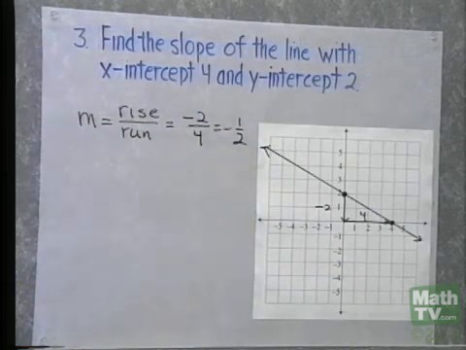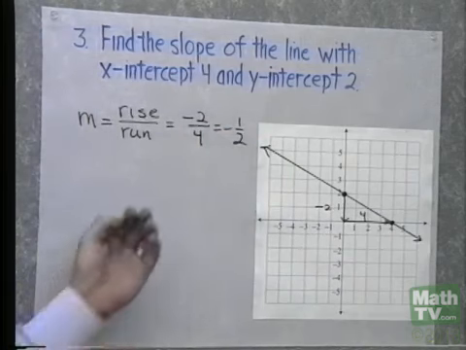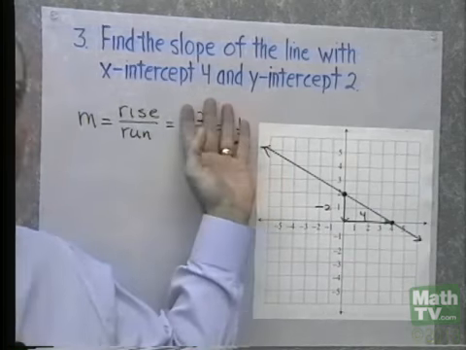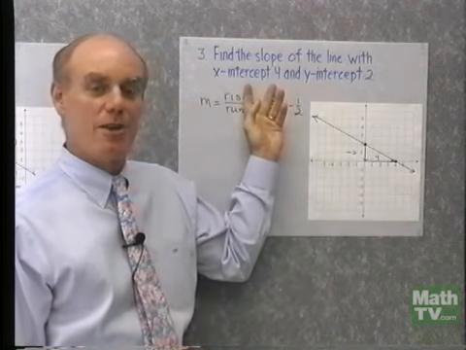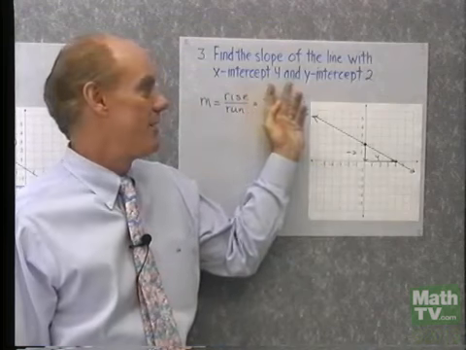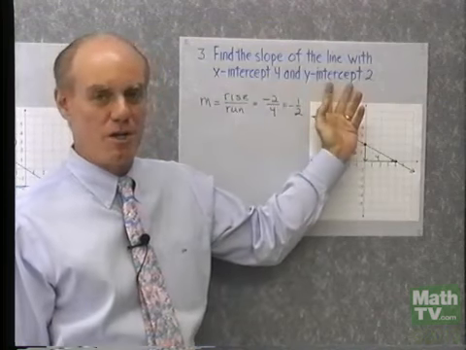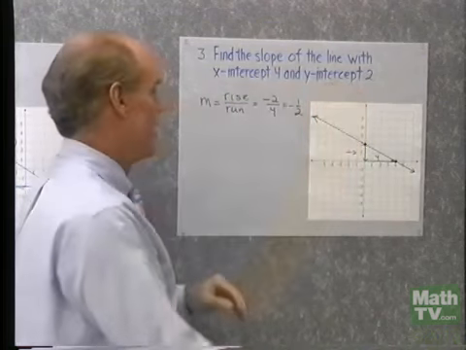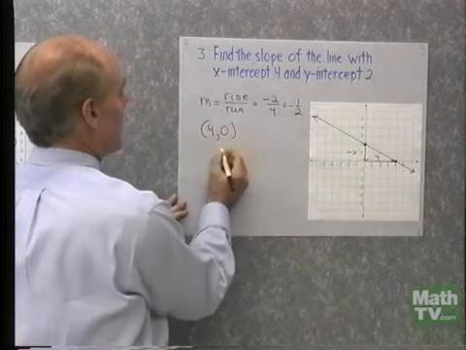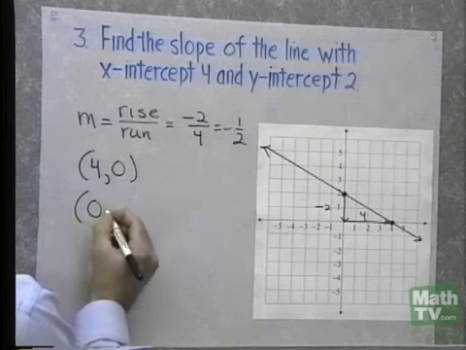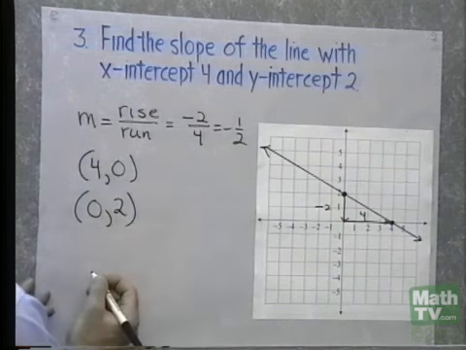Now, what I want to do is the same problem algebraically. So to do it algebraically, I need the coordinates of 2 points on the graph. Well, if my x-intercept is 4, then the point (4, 0) is on the graph. If my y-intercept is 2, then the point (0, 2) is on the graph. So here are my 2 points: x equals 4, y equals 0, and x equals 0, y equals 2.